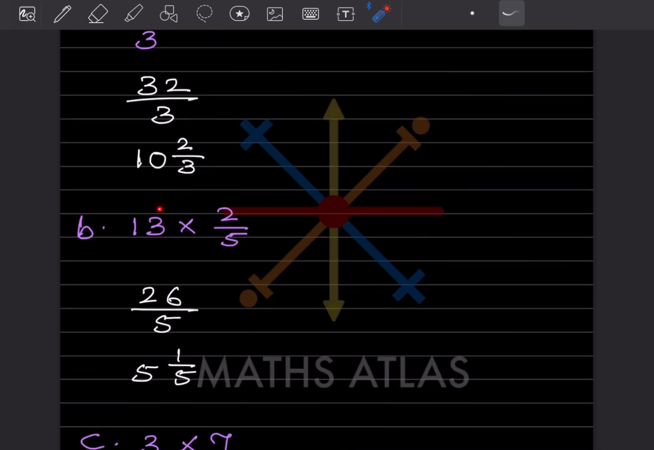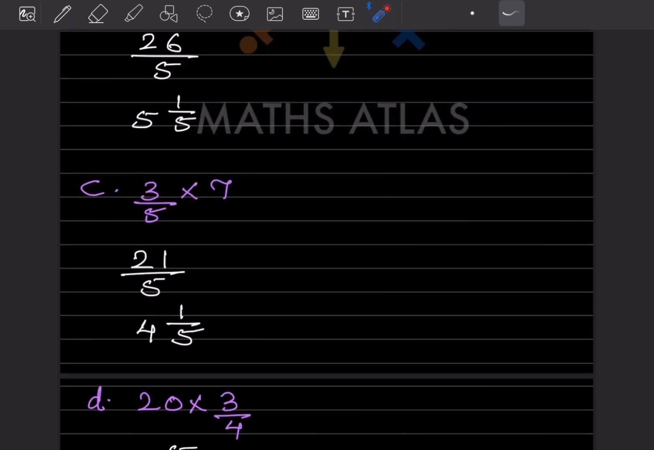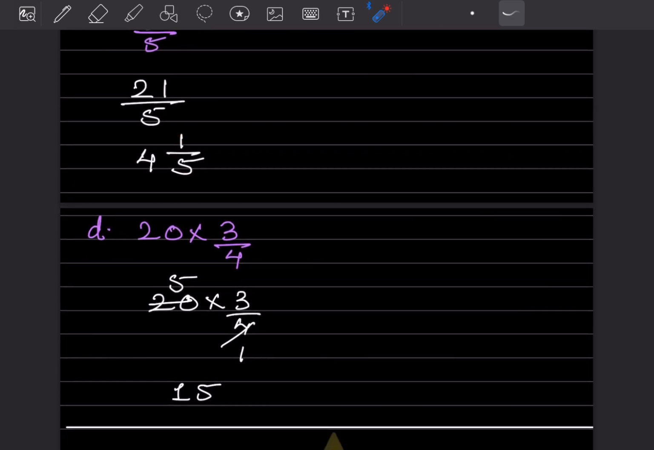Now again for this one, this is going to be 26 by 5. So again 26 you will divide by 5. That will be 5 integers 1 by 5, because this is again an improper fraction. This will be 21 by 5. So again this is improper. When you divide it, you get 4 integers 1 by 5. Now for this problem, we can simplify it. 4 ones are 4, 5 fours are 20. So this is going to be 15.